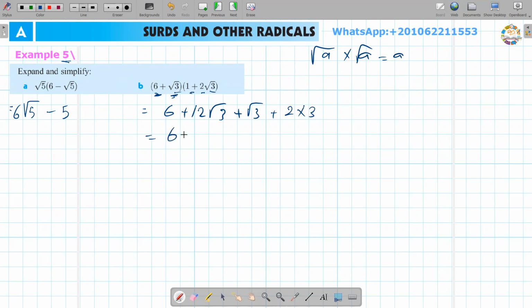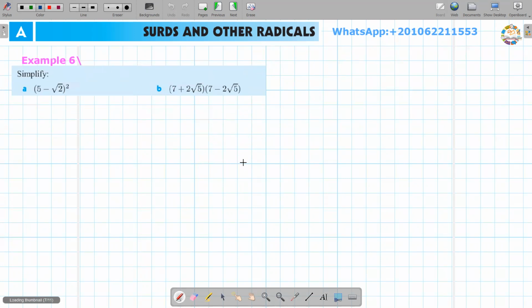Then here we have 6, 12 root 3, and root 3 becomes 13 root 3. And here 2 by 3 becomes 6. Then 6 and 6 becomes 12. Then the result should be 12 plus 13 root 3.